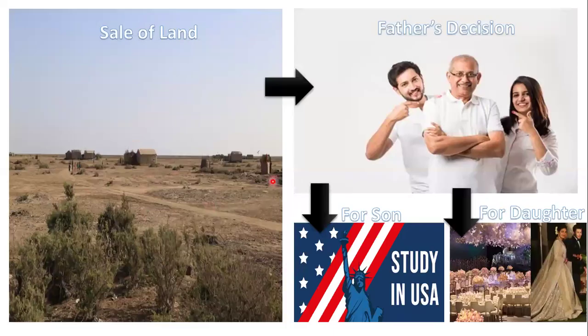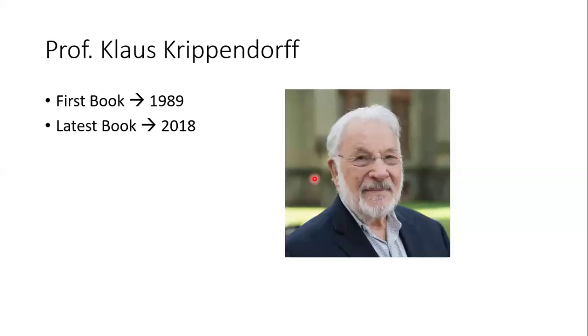So sale of land, father decision. He's sending his son to USA and he's getting his daughter married. So for the son, he has decided that he should go to USA for getting higher education, and for his daughter, he has decided that she should get married. So it's a father decision. What would be the actual meaning, surface meaning, and what would be the hidden meaning in this condition?